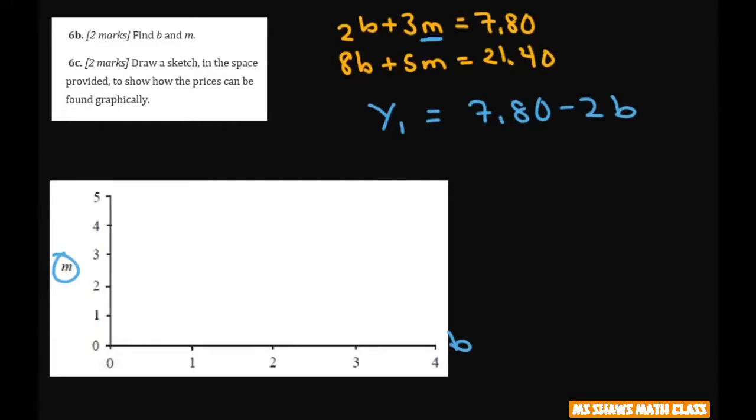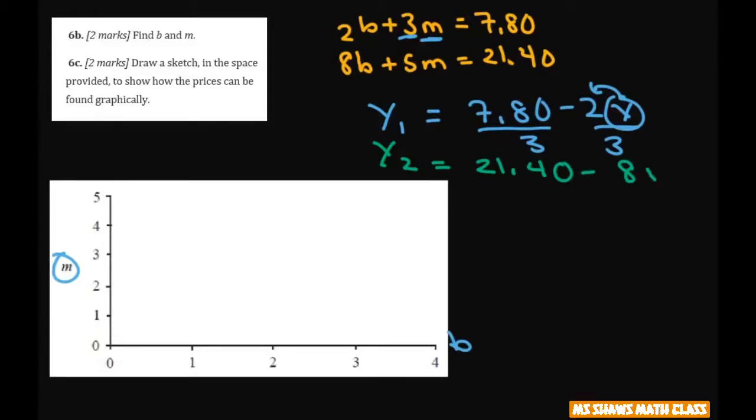And in our case, we're going to make that an X in the calculator. And you're dividing by 3. And when you put this in the calculator, make sure the X goes with the 2, not the 3. And then for Y2, you do the same thing. It's 21.40. Subtract the 8B, in this case would be 8X, and divide both pieces by 5.